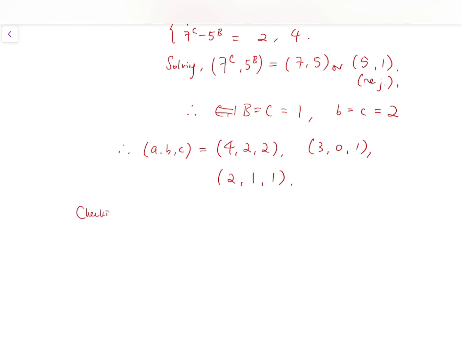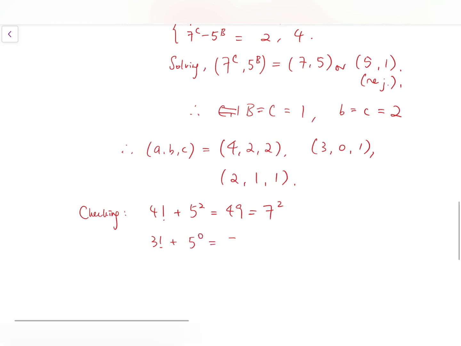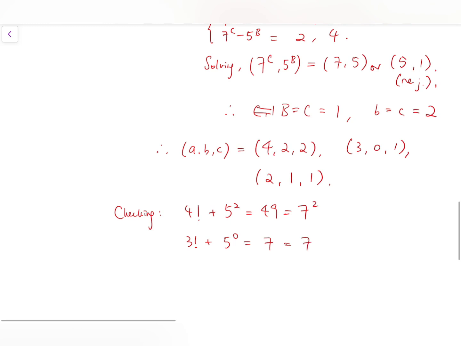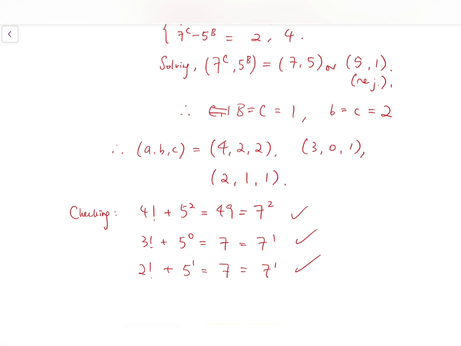So we can check: 4 factorial plus 5 squared is indeed 49, which is 7 squared. 3 factorial plus 5 to the power 0 is 7, which is 7 to the power 1. 2 factorial plus 5 to the power 1 is indeed 7 again. And so, tick, tick, tick. These are valid solutions.